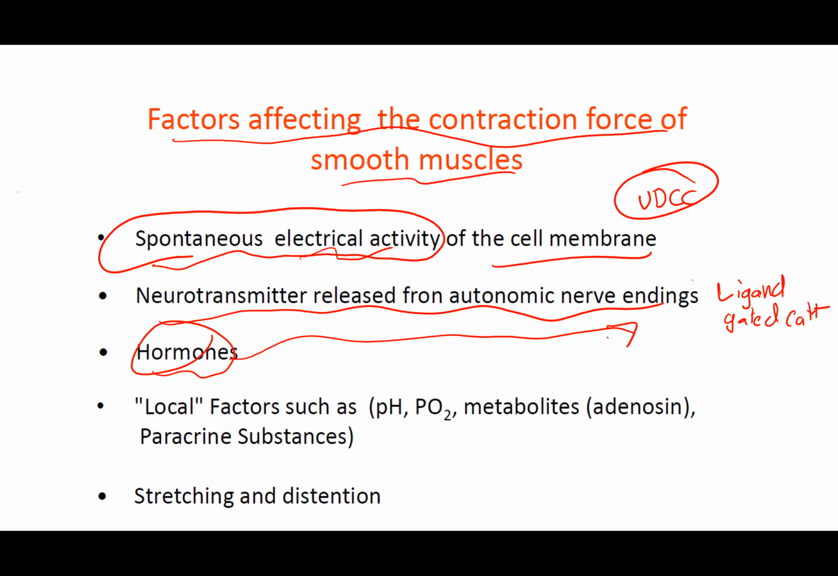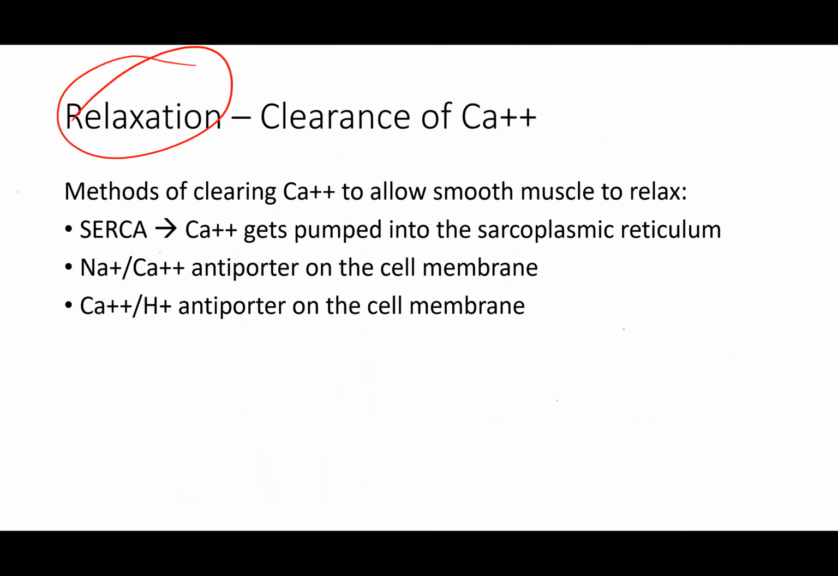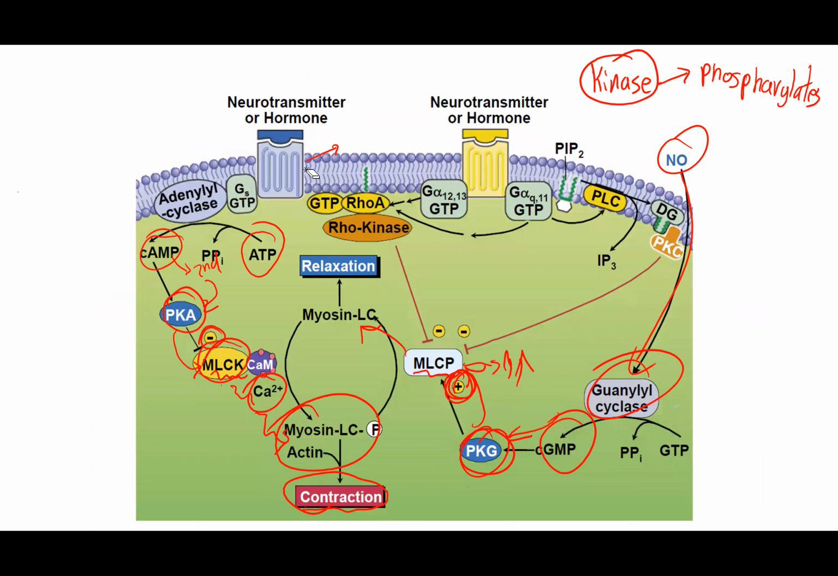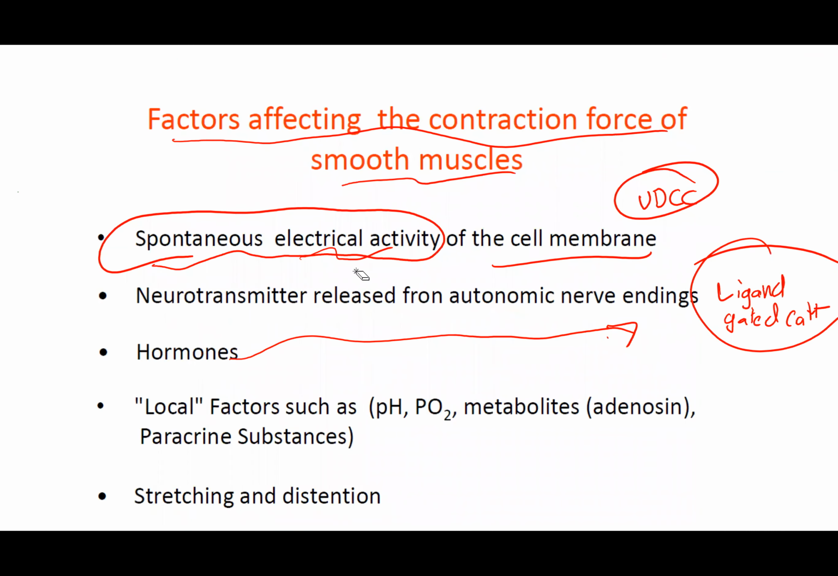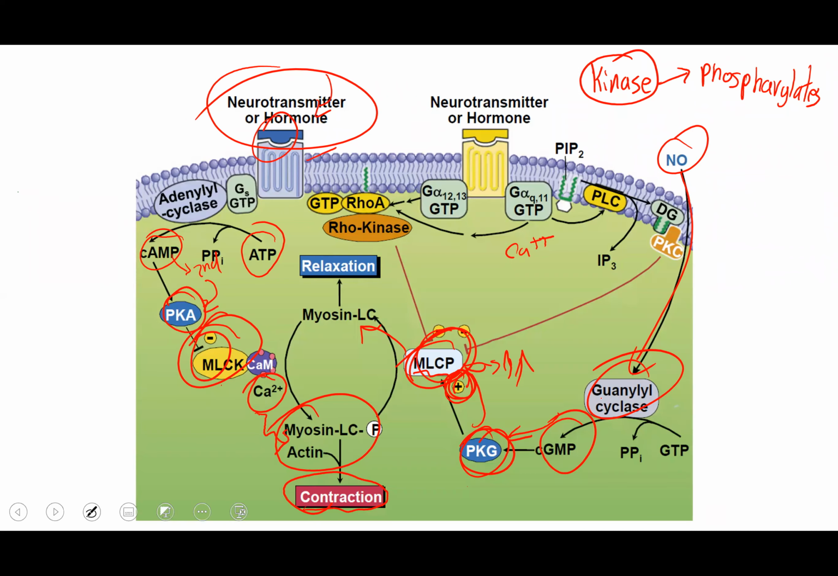And besides these ligand gated channels, remember this G protein over here, the one we discussed a few minutes ago. Hormones or neurotransmitters can bind to these to modify MLCK or MLCP. So it doesn't have to be just through calcium modification. It can be through those two. He's just telling you in other words, there are local factors such as pH, PO2, metabolites.